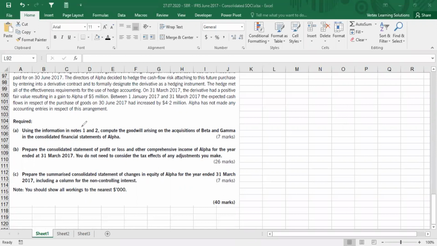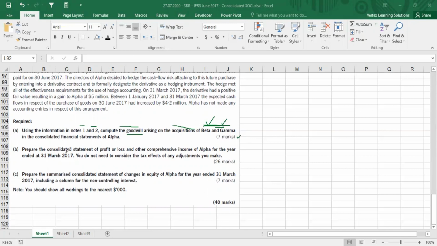Using the information in note one and note two, compute the goodwill arising on the acquisition of beta and gamma in the consolidated financial statement. So it means beta and gamma, they both are subsidiaries because they're asking compute the goodwill on beta and on gamma. So both would be subsidiaries. 7 marks are given here.